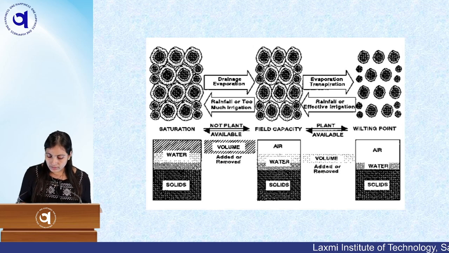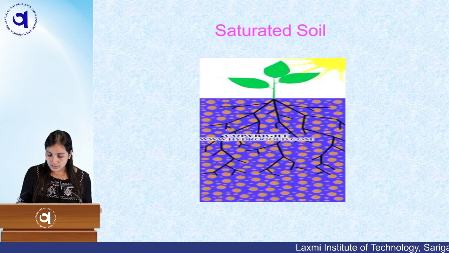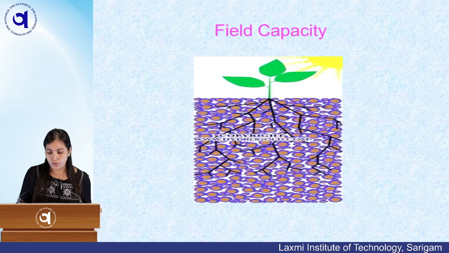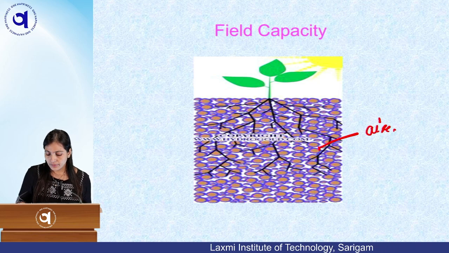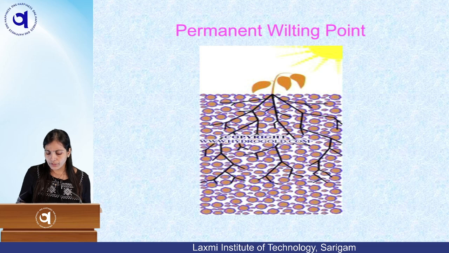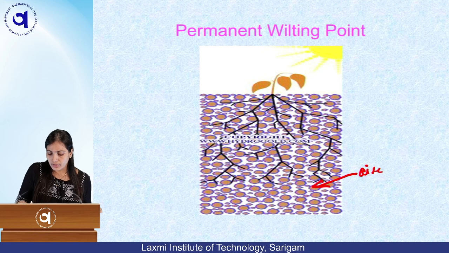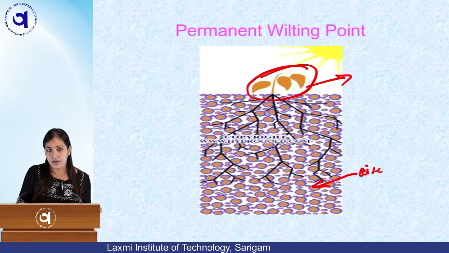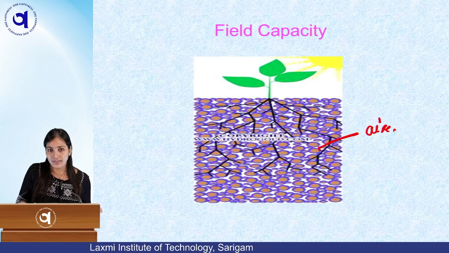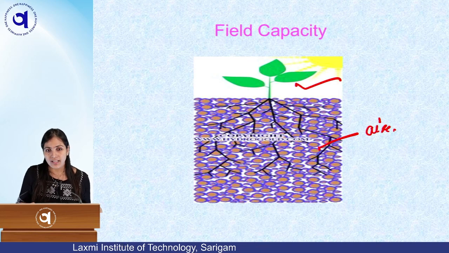These are the same things they have told. This is saturated soil, filled with water. This is field capacity, where this white portion is nothing but air. Permanent wilting point means air only, no water is present. You can see over here the plant is going to die, it has become yellowish in color, whereas this is green color, so the plant is healthy.